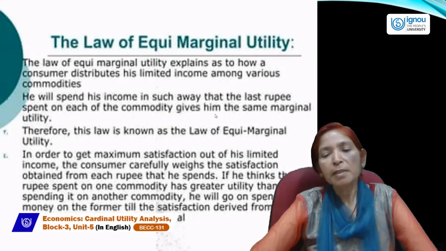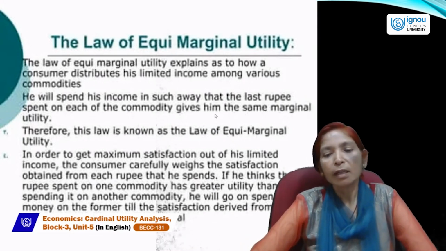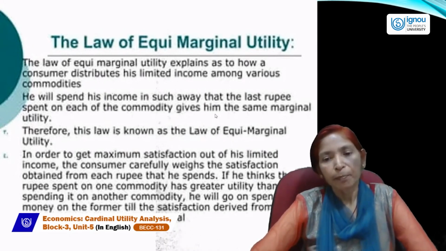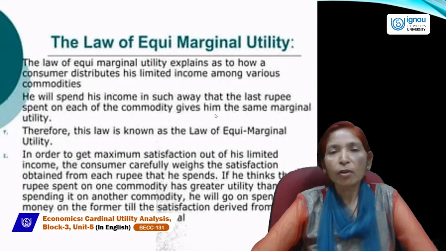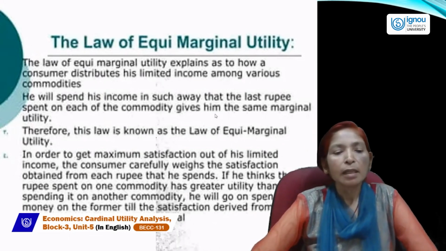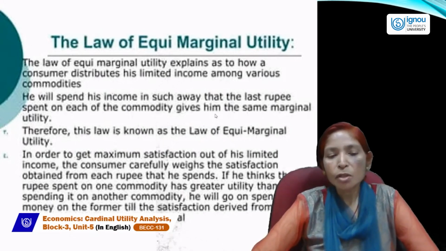In order to get maximum satisfaction out of his limited money income, the consumer carefully weighs the satisfaction obtained from each rupee that he spends. If he thinks that a rupee spent on one commodity has greater utility than spending it on another commodity, he will go on spending his money on the former till the satisfaction derived from the last rupee spent in the two cases is equal. So the law of equi-marginal utility is also known as the second law of Gossen.